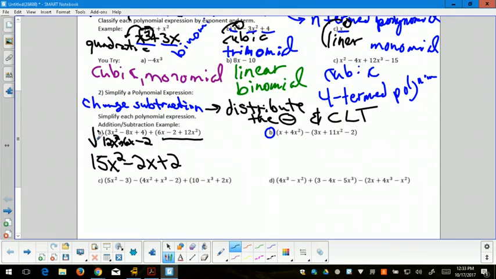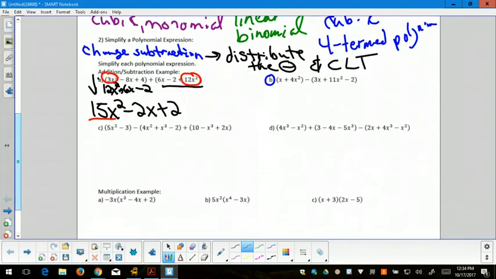You don't have to do that. Most people don't. Most people would just circle and say, hey, I got 3x squared and I got a positive 12x squared here. There's my 15x squared. You can do it that way if you want. You don't have to line them up. When you get to letter B, though, you need to be careful, not because it's letter B, but because we have what?